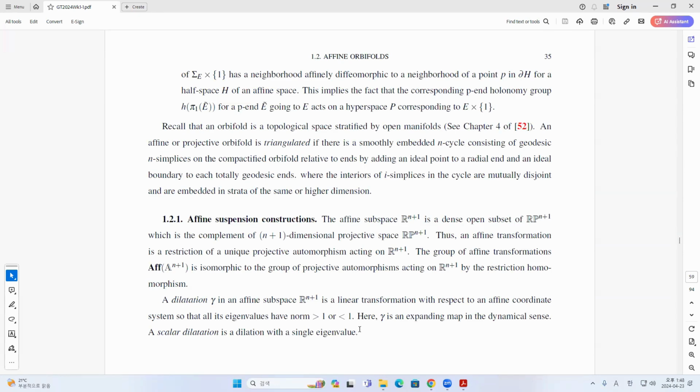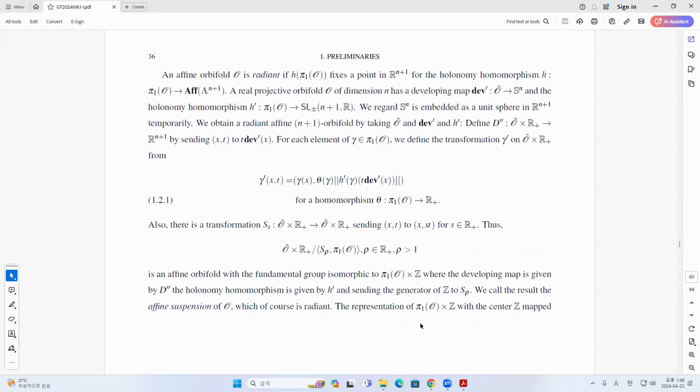Actually, it is some multiple of the identity map, so it has to be a multiple. An affine manifold is radiant if it fixes a point in R^{n+1}, and the holonomy homomorphism is like this. The real projective orbifold of dimension n has a developing map here, and the holonomy homomorphism like this. So we regard Sn as the embedded unit sphere in R^{n+1}, and we obtain the radiant affine manifold by taking the universal cover Õ, dev and h, and we define this by sending (x,t) to t dev'(x).